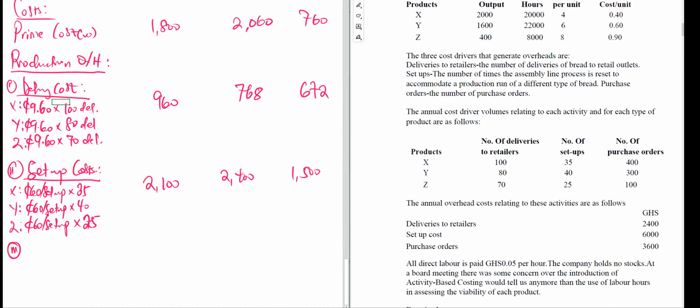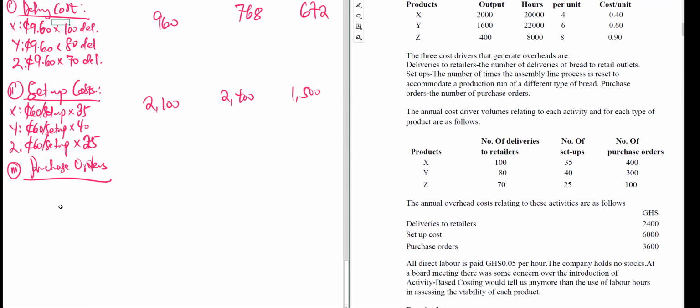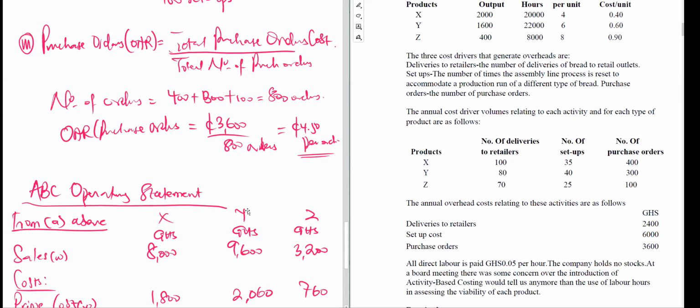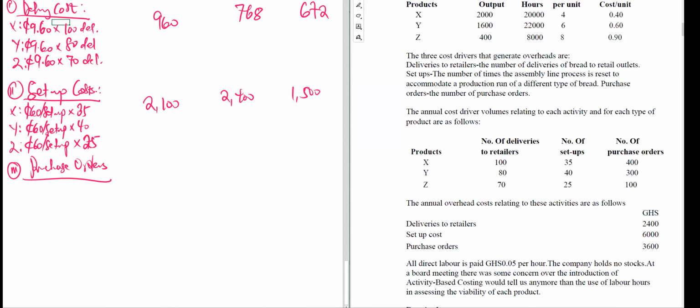Then the last one that we have, the last overhead, which was purchase orders. So when it comes to purchase orders, let's see. What did we get? I think it was 4.5. So I come here and say X, 4.5 per order, right? Now, how many orders for this guy? 400 orders. But we made what? 300 orders. Then we have 4.5 per order. But we ended up with what? 100 orders.